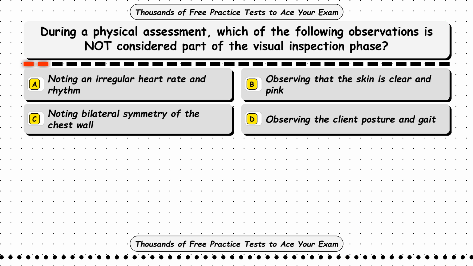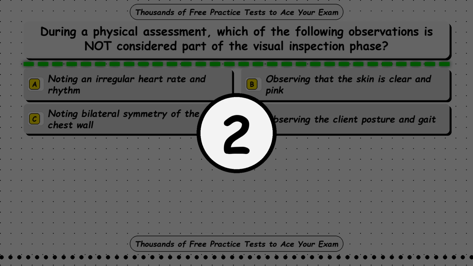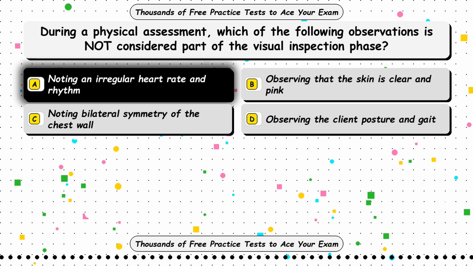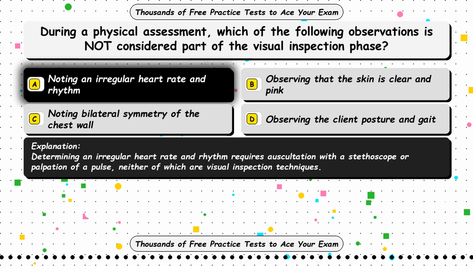Question 109. During a physical assessment, which of the following observations is not considered part of the visual inspection phase? Option A, noting an irregular heart rate and rhythm. Option B, observing that the skin is clear and pink. Option C, noting bilateral symmetry of the chest wall. Option D, observing the client's posture and gait. The correct answer is option A, noting an irregular heart rate and rhythm. Determining an irregular heart rate and rhythm requires auscultation with a stethoscope or palpation of a pulse, neither of which are visual inspection techniques.